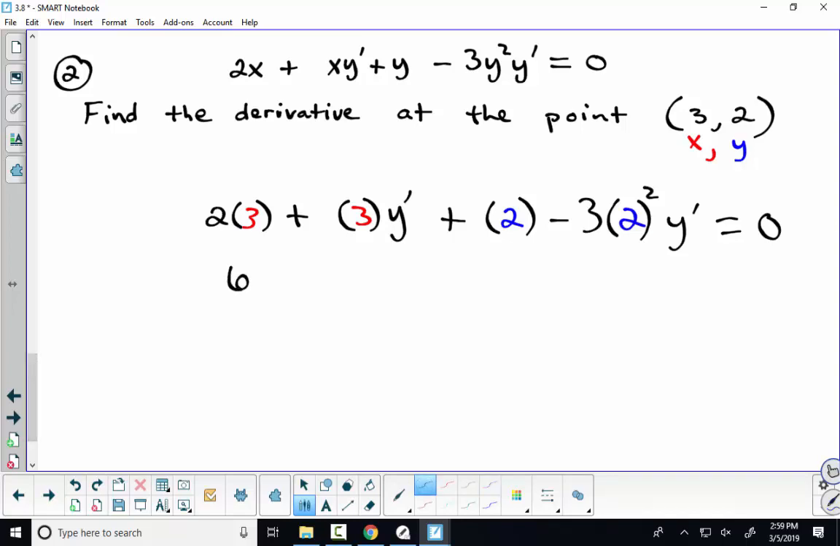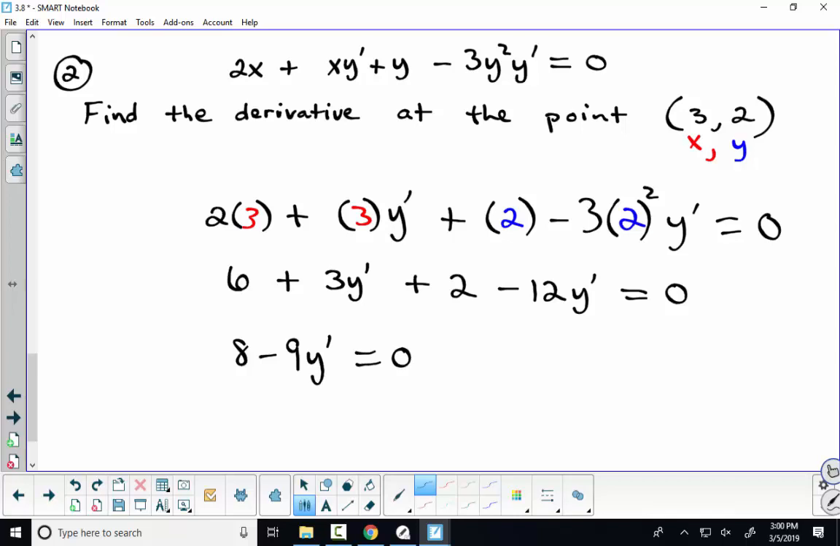So we have 6 plus 3y prime plus 2. We have minus 12y prime for this one equals 0. Then we just combine like terms. You've got a 6 and a 2. That gives us 8. You've got a 3y prime minus 12y prime. You have minus 9y prime. And that's equal to 0.